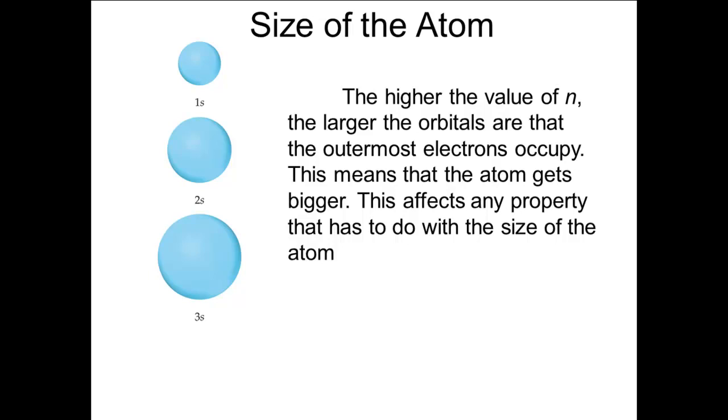The higher the value of n, the larger the orbitals are that the outermost electrons occupy. This means that the atom gets bigger. This affects any property that has to do with the size of the atom. The size increases as we go down a column or group in the table.